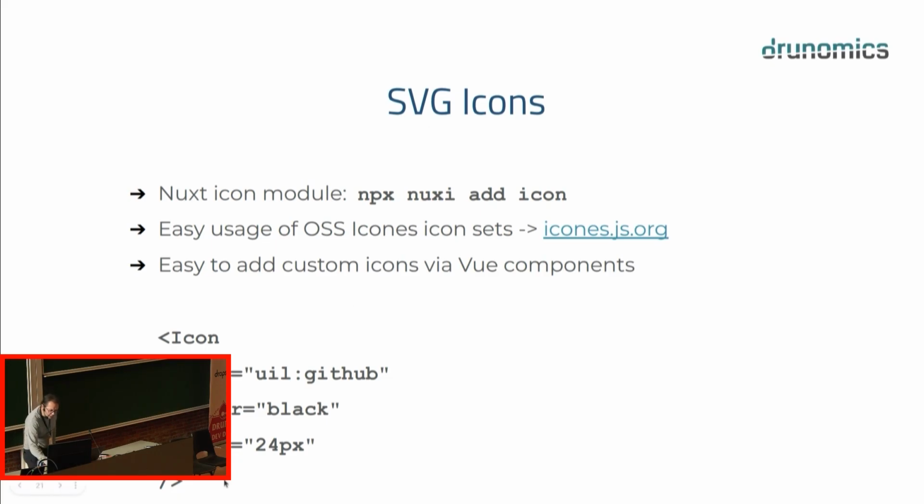I think actually the color attribute is wrong here. That's not a thing. But since it's an SVG icon, you can just change the color with CSS. So that's very easy and straightforward to use. And you can also add your own custom icons via Vue components, of course. So you can just use a Vue component to create an SVG, and you can use it on its own or also via this icon helper.